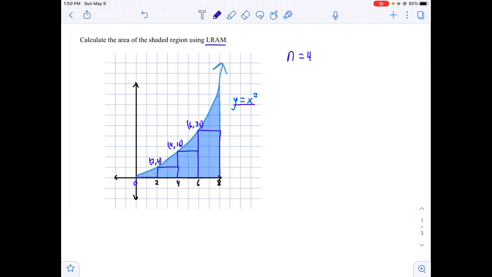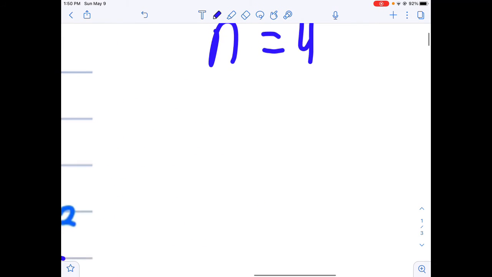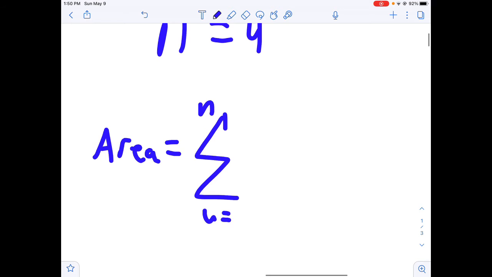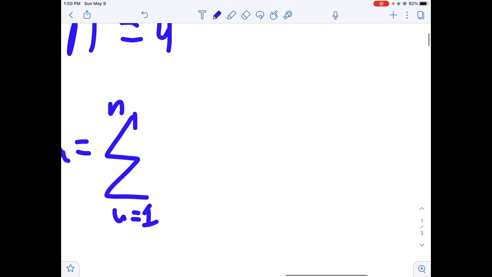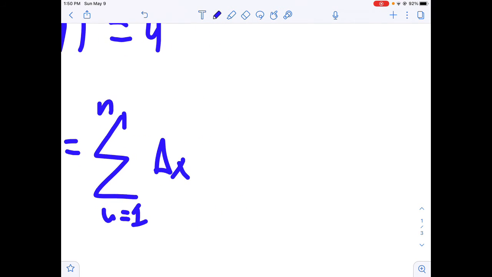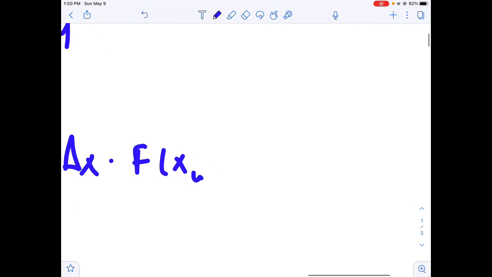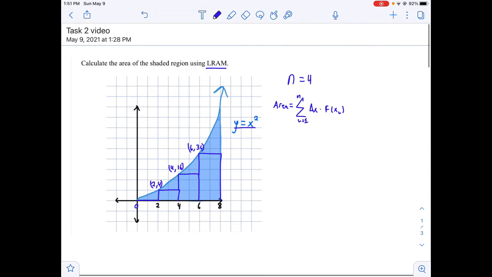And just to write it in algebraic terms, you get the area equals the sum from u equals 1 to n of the change in x times the function of x starting at u, which is 1.